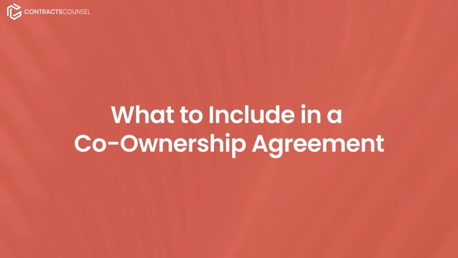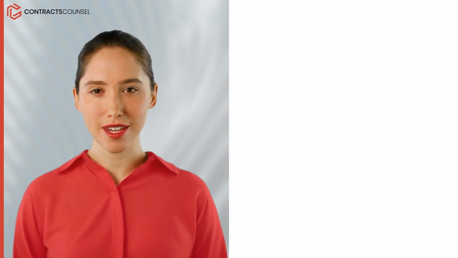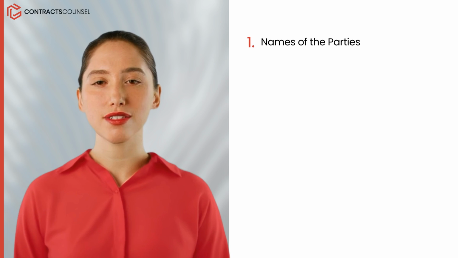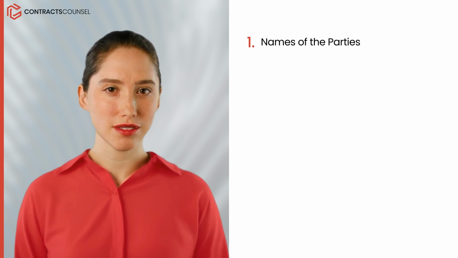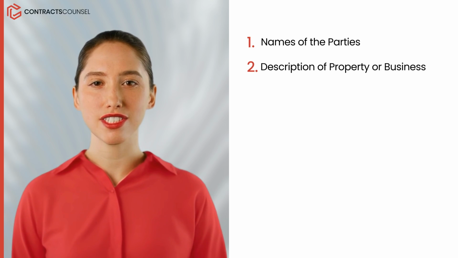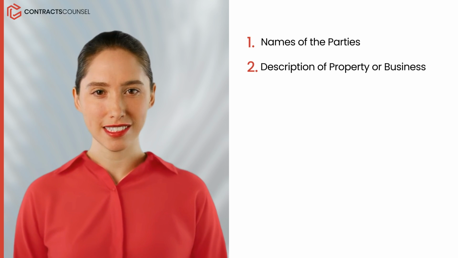What to include in a co-ownership agreement? There are common terms used in co-ownership agreements. Here are some you will find. 1. Names of the parties. The agreement includes the legal names of all co-owners. 2. Description of the property or business. This section describes the property or business being co-owned, including any specific details.